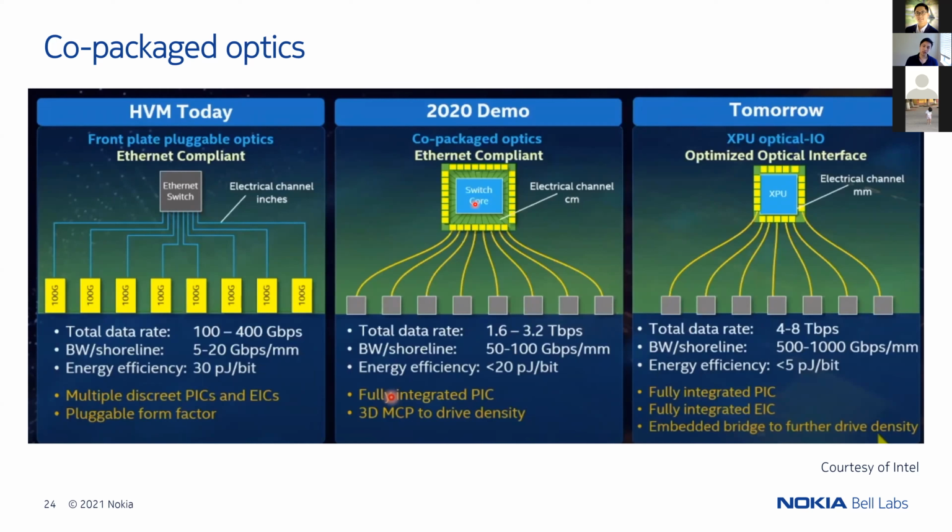This is the trend that now the switch vendors will need to co-package their switching ASIC, their DSP, together with the optics. This is how people move forward to reduce the power consumption and also to increase the density of the switching ports. So the goal and the purpose is to reduce the power consumption and get more data in and out of the switching board.